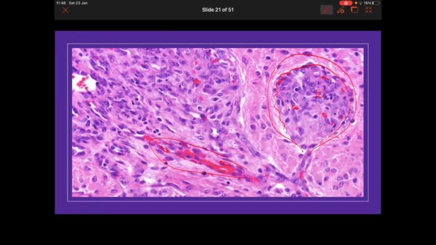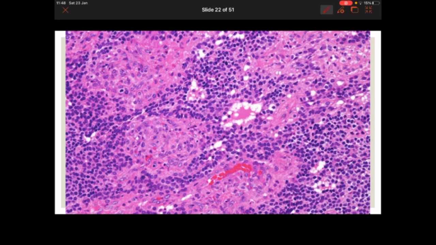So when you see these glomerular blood vessels or microvascular endothelial proliferation, you can diagnose this glial tumor as a glioblastoma. This is another example, another picture I would like to share with you of how this microvascular endothelial proliferation looks like. This is one microvascular endothelial proliferation. This is another, and this is also another one.